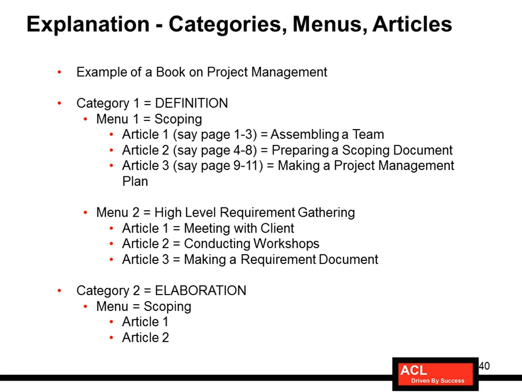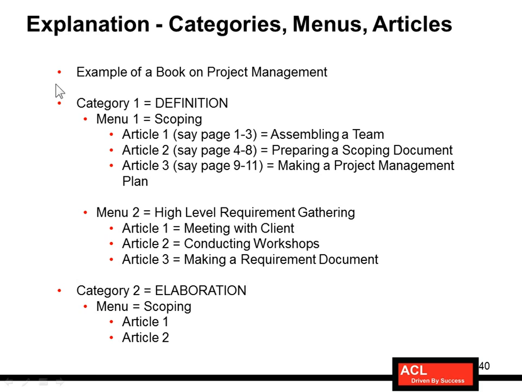I've taken an example of a book. Any book that you will read will have sections under that, is it not? And each section will have chapters, and each chapter will have articles, or a number of pages in that. So the sections you can call a category, the chapters you can call a menu, and the pages inside it you can call articles.